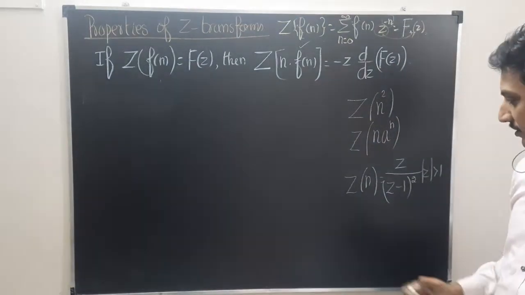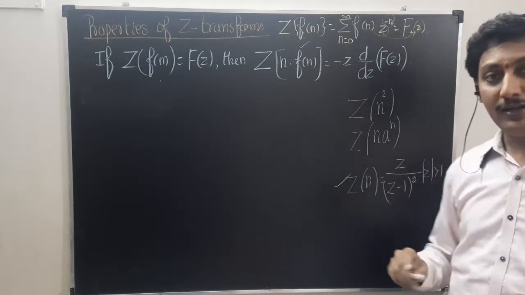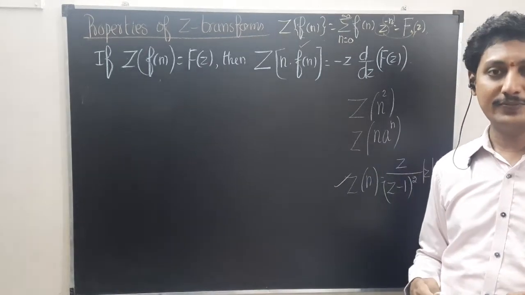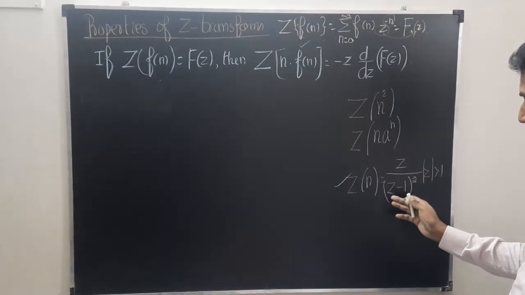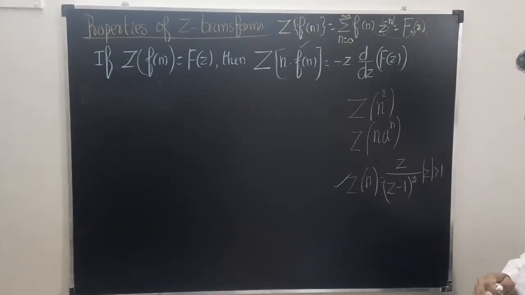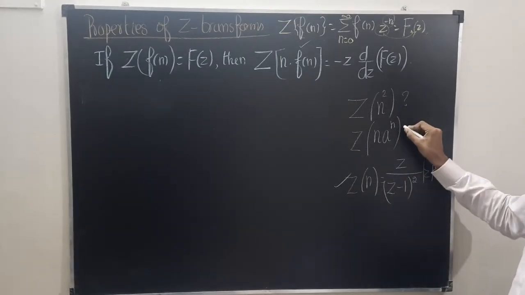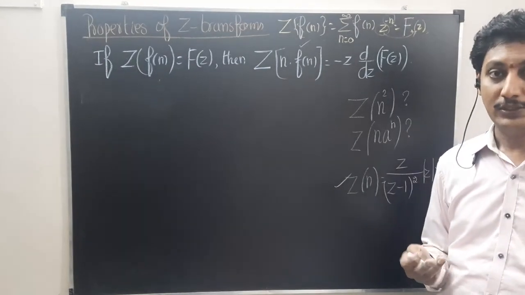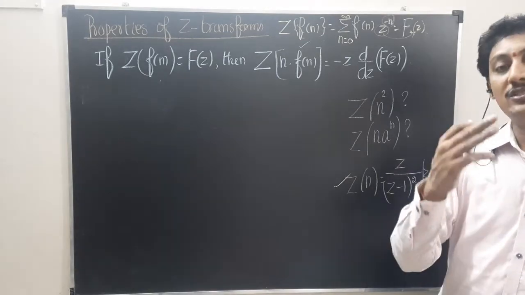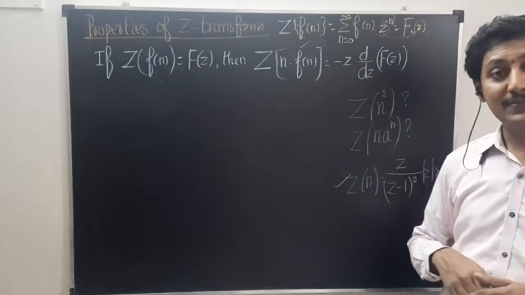You see, we have seen the series of lectures on the Z transforms. We know the value of Z transform of n, that is z by (z minus 1) whole square. But what about Z transform of n square? What's Z transform of n to a power n? We don't know. Yeah, we can find these values once we prove this property.